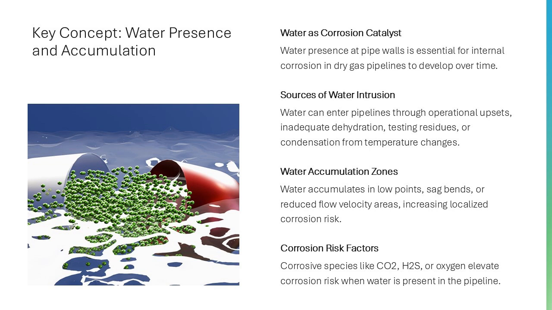By predicting water holdup zones, operators can prioritize inspections where corrosion is most likely rather than assuming uniform risk along the pipeline. This slide emphasizes the critical role of water in internal corrosion and explains why DG-ICDA places such strong emphasis on hydraulic and topographical analysis.